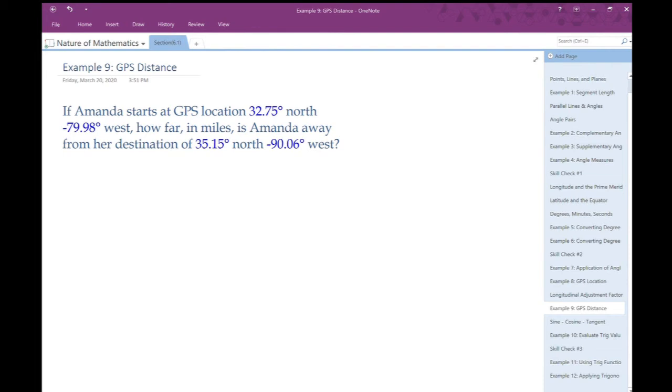So in this example here, we have Amanda starts at a GPS location of 32.75 degrees north and negative 79.98 degrees west. And they ask how far in miles is Amanda away from her destination, and her destination is at this GPS location of 35.15 degrees north and negative 90.06 degrees west.